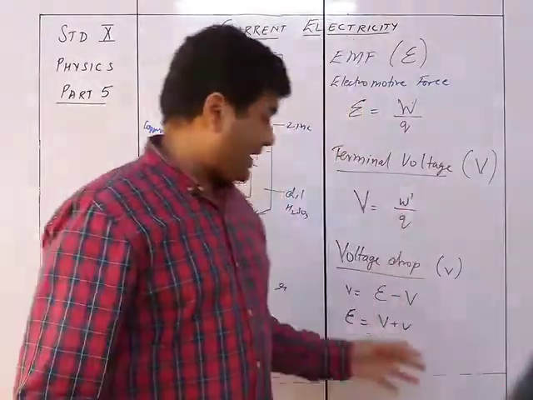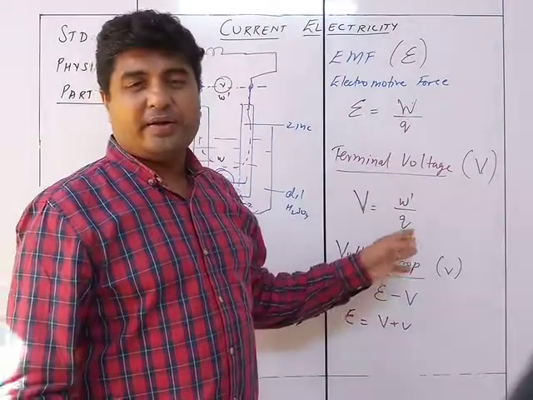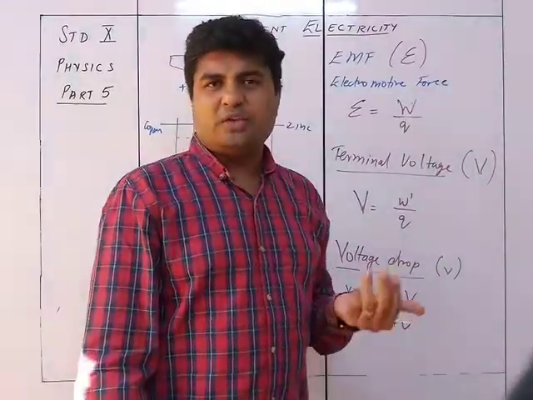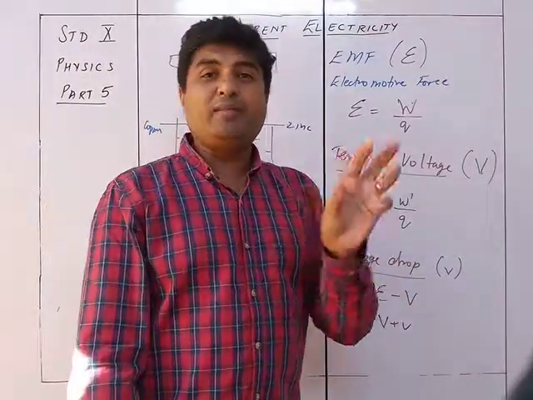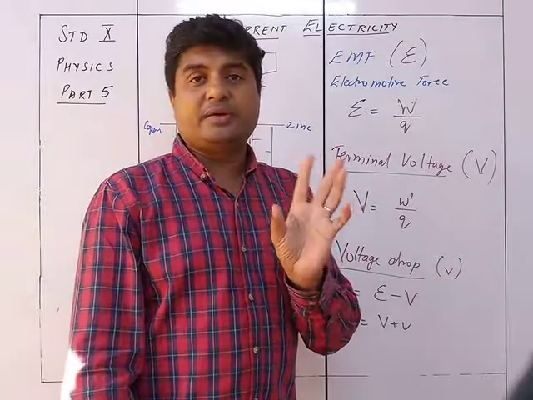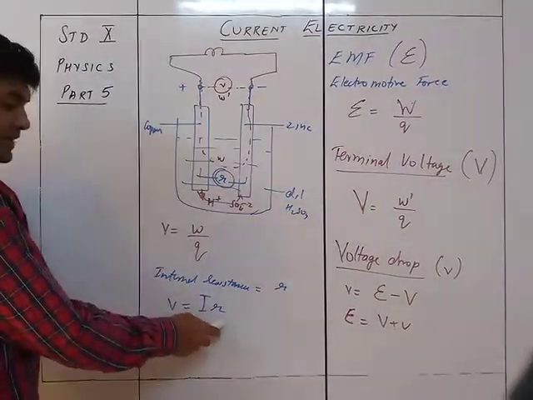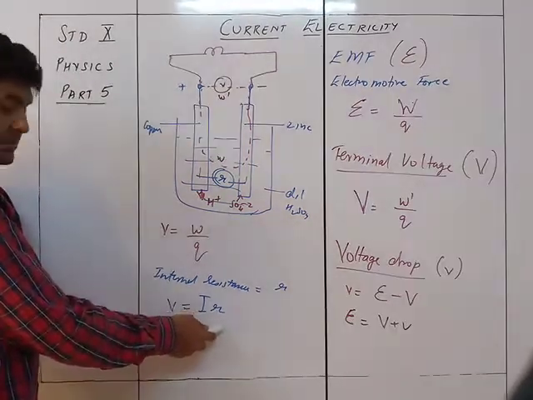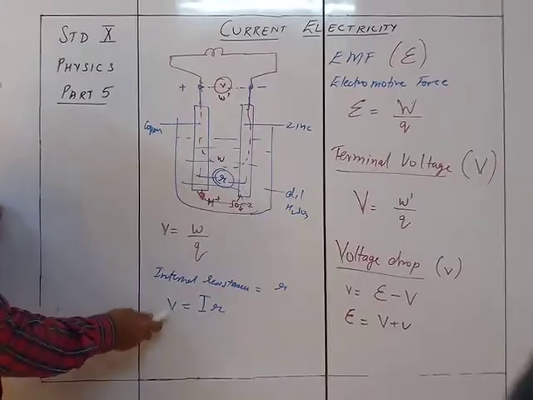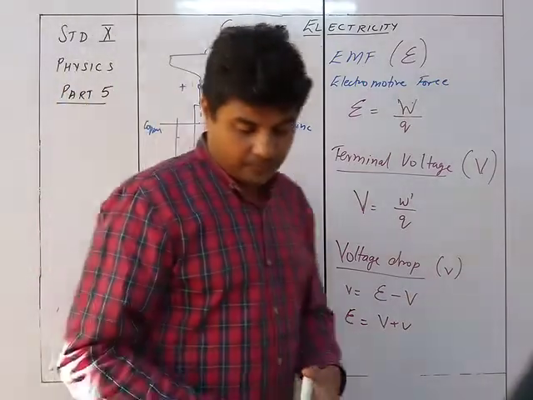Because we cannot find out the W. We see here we are taking W. Now work done we cannot know. The charge we cannot know. But through the ammeter and voltmeter we can find out the voltage and the current. So accordingly I can find out the current. I know the resistance, or I can find out the resistance, and I know the voltage drop. So that can be done.